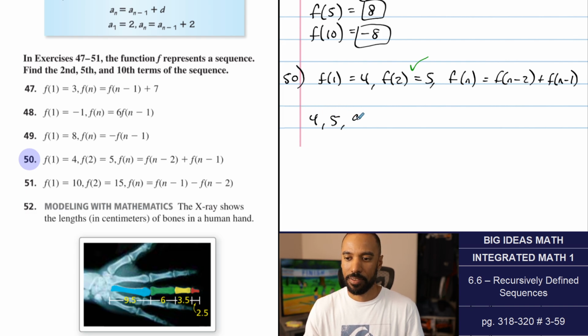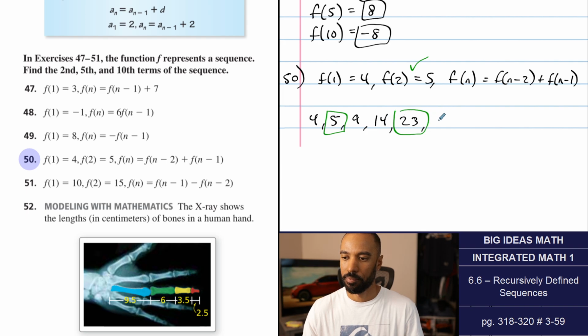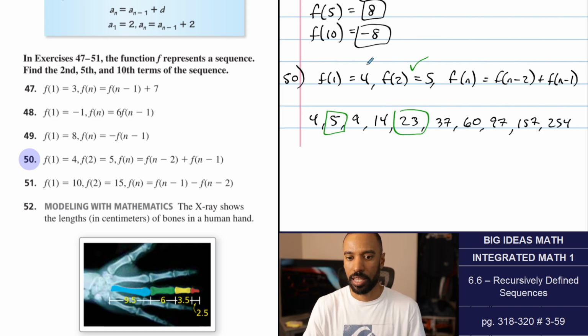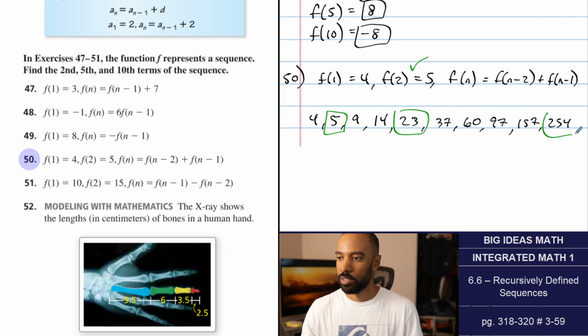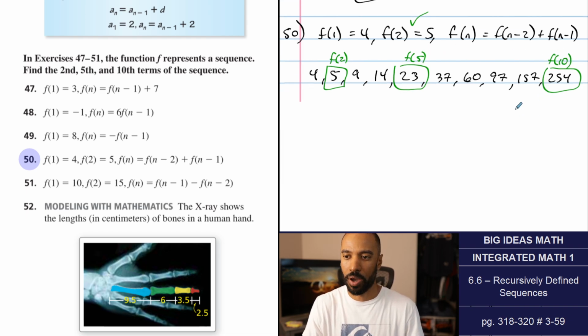So 4 plus 5 is 9. 5 plus 9 is 14. That's the fourth term. 9 plus 14 is 23. That's the fifth term. So second term, fifth term, and like I said, just keep going this way. 14 plus 23, 23 plus 37, 37 plus 60, 60 plus 97, and 97 plus 157. Like that. So this should be the second term, fifth term, and 10th term. I don't really have a better way of doing it than just that.